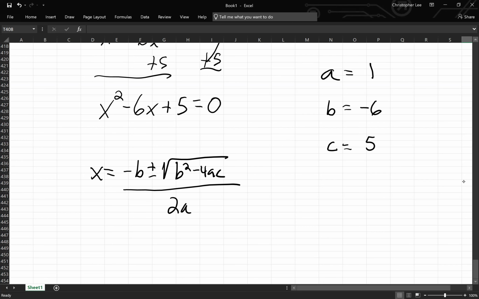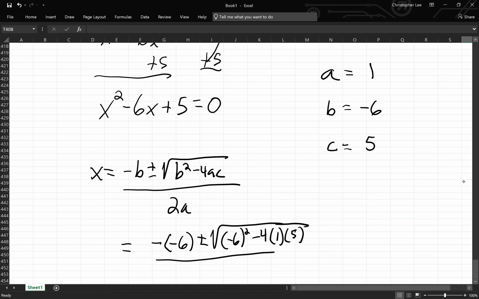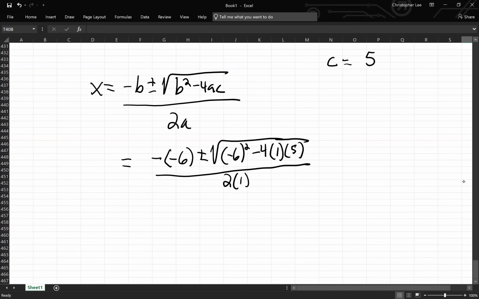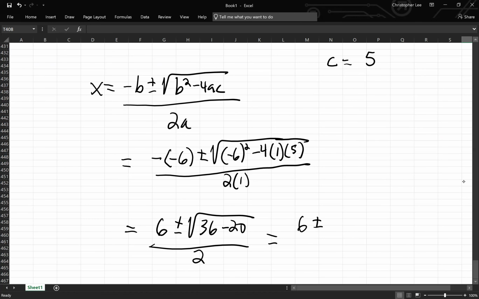Right? And at that point, just plug it in. Nothing fancy. So this is negative of -6 plus or minus the square root of -6 squared minus 4 times a times c, all divided by 2 times a. Let's do the math on this. Negative of negative is positive, so this is 6 plus or minus the square root of 36 minus 20, over 2. Let's call that 6 plus or minus the square root of 4. Oh, 16, excuse me. Sorry about that.